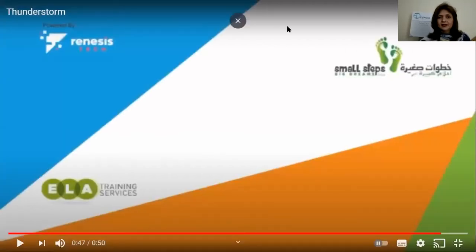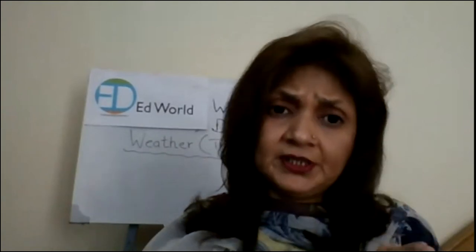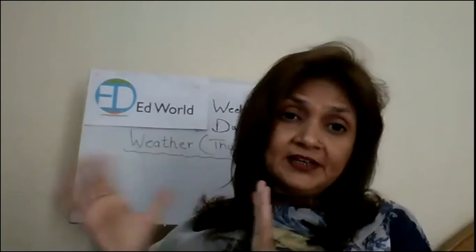Right. Okay. So you see, what is a thunderstorm? A thunderstorm has lots and lots of heavy rain. It has heavy rain with thunder and lightning. Now my question is, what do you think is going to come first? Thunder comes first or lightning comes first? Lightning comes first, right? First there is lots of lightning and then there is thunder.